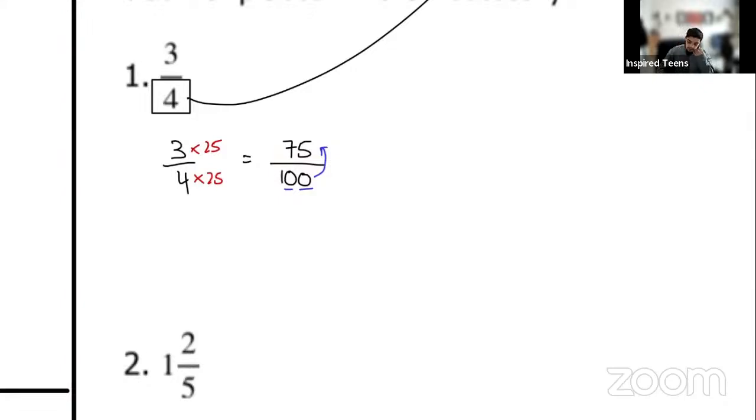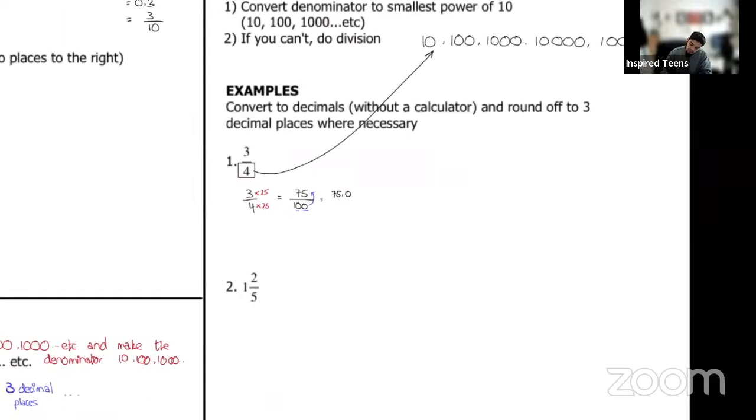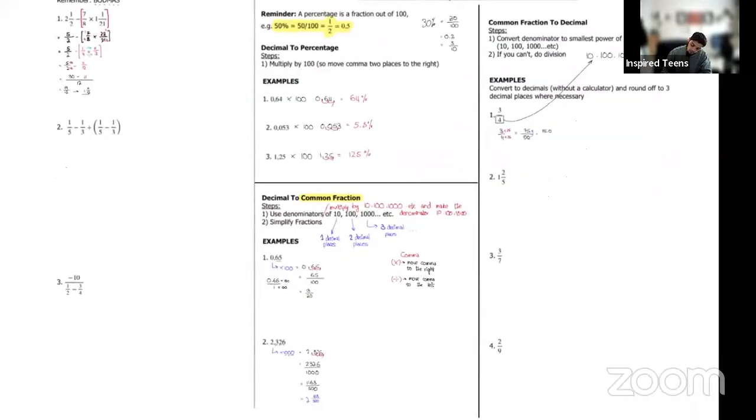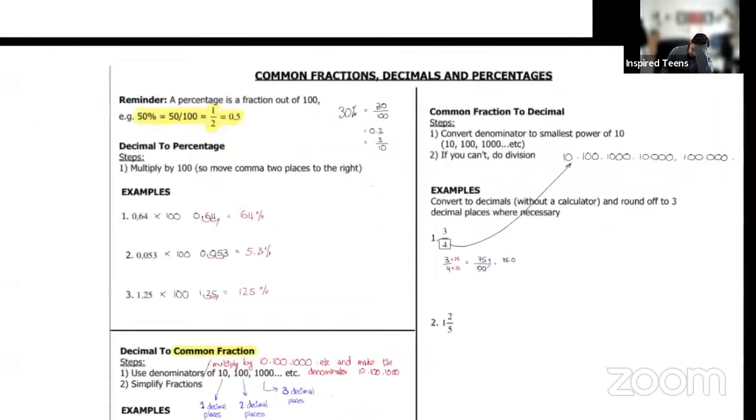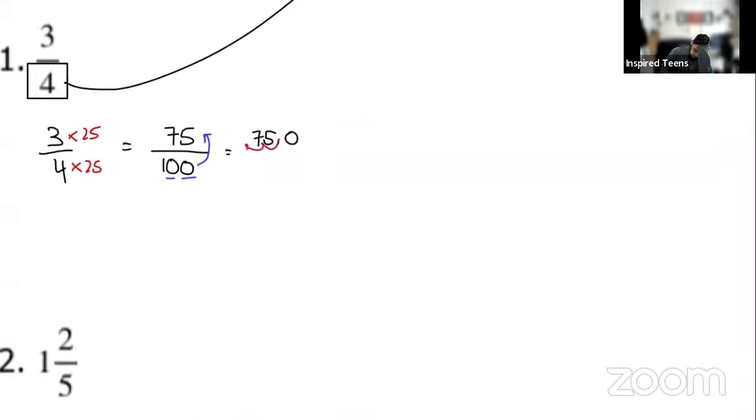Currently, it's not a decimal, so that means it's 75,0. Can I change the decimal place? Yes, I am dividing. When you divide, you move the comma to the left. So let us do that: 1, 2, because there are 2 zeros. So this is equal to 0,75.